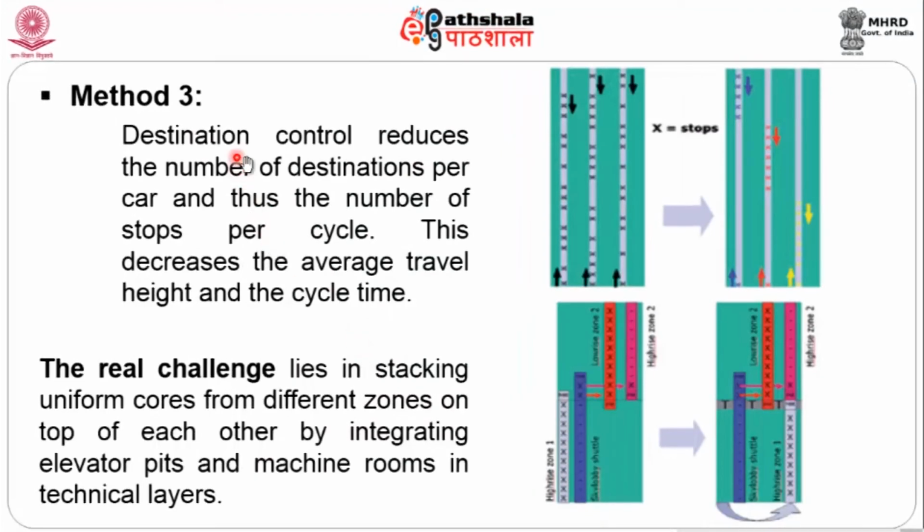Method 3: destination control reduces the number of destinations per car and thus the number of stops per cycle. This decreases the average travel height and the cycle time. The real challenge lies in stacking uniform cores for different zones on top of each other by integrating elevator pits and machine rooms in technical layers.